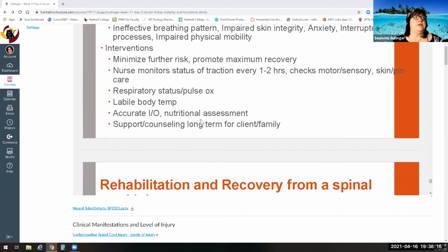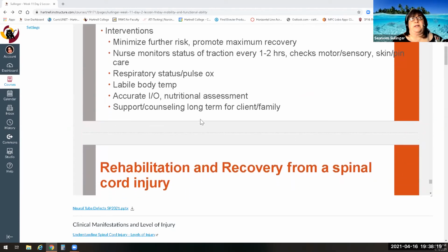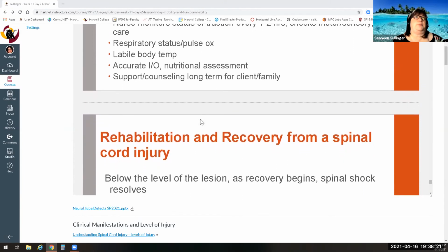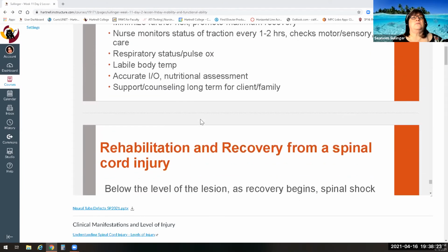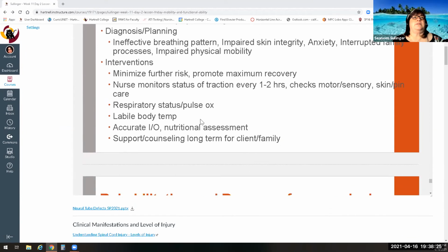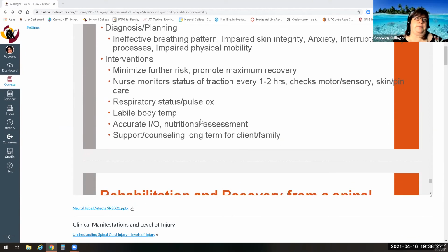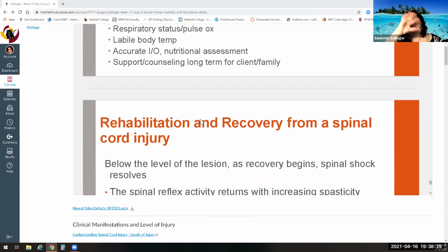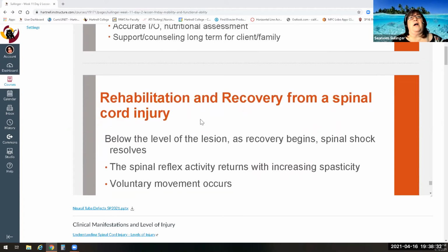Always checking respiratory. They can't regulate their body temp, so be aware of that, intake and output. And then we'll do support and counseling when we're back on the other page, because that's going to cover everything. In ARU, do you guys have any spinal cord injuries? If there's anybody from ARU here, what kind of rehab are you doing in ARU?